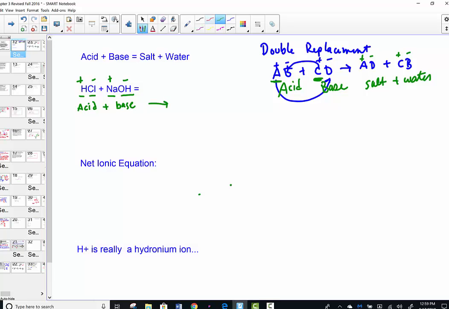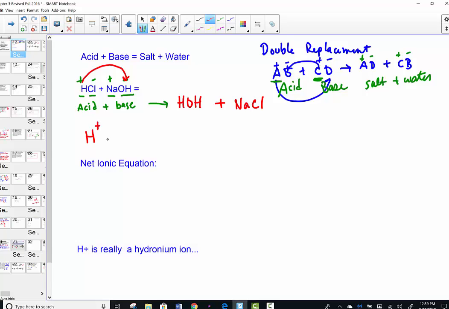Based on the pattern called double displacement, H goes to OH, H2O is molecular water, and Na goes to Cl. Based on charge, we get NaCl. An acid plus a base formed salt and water.